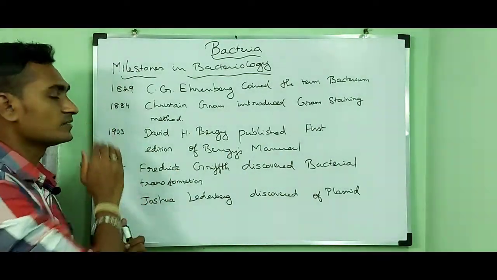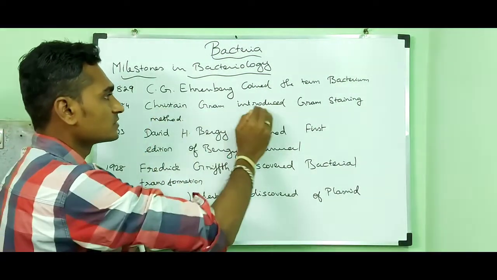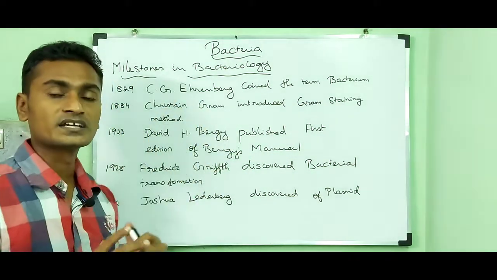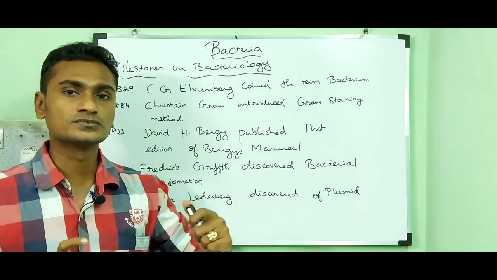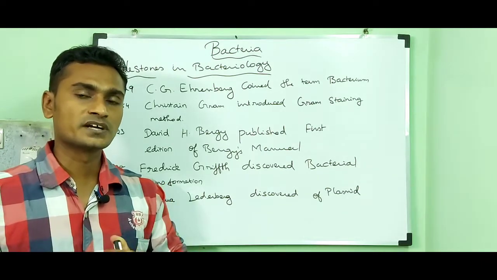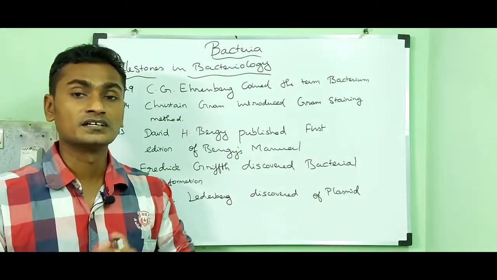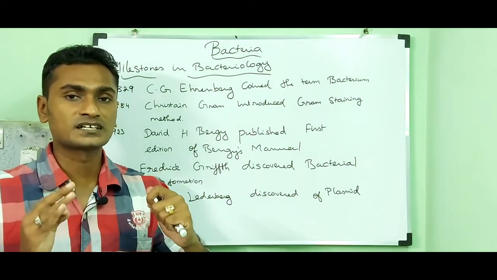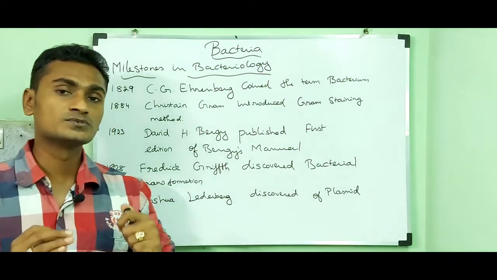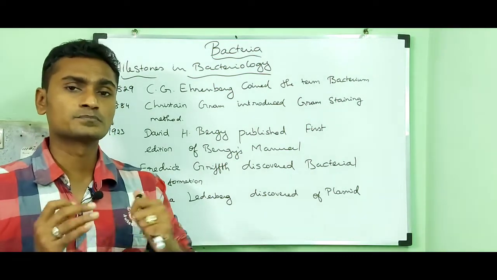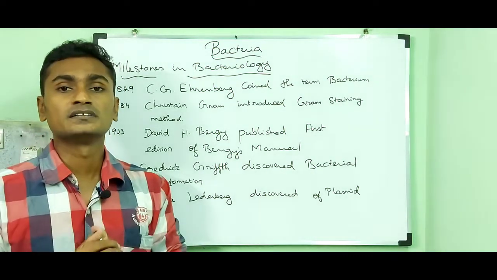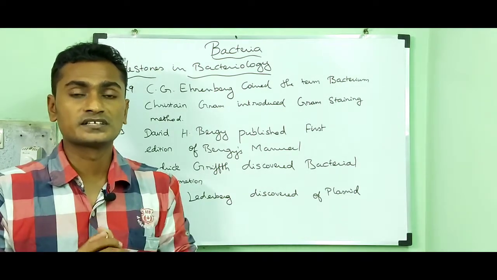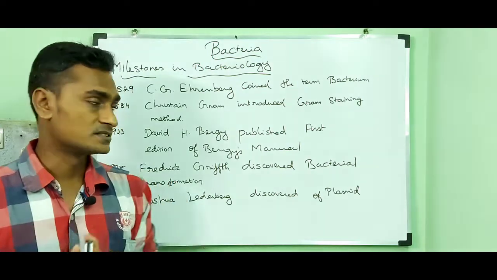Then, in 1884, Christian Gram introduced the Gram staining method. With this staining method, we can differentiate bacteria into two types: Gram-positive bacteria and Gram-negative bacteria. If the bacteria retain the purple color, they are considered Gram-positive. If the bacteria do not retain the purple color, they are called Gram-negative. The Gram-negative bacteria are very dangerous. They can cause serious diseases.